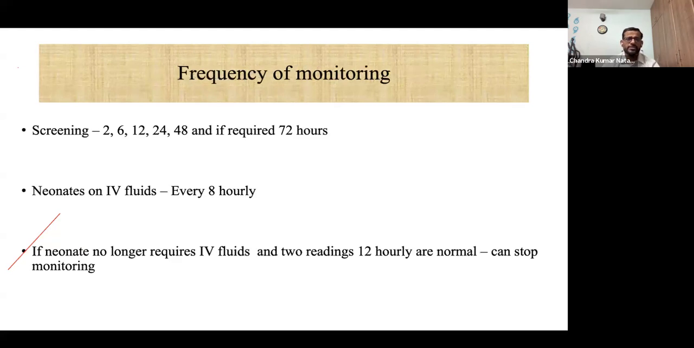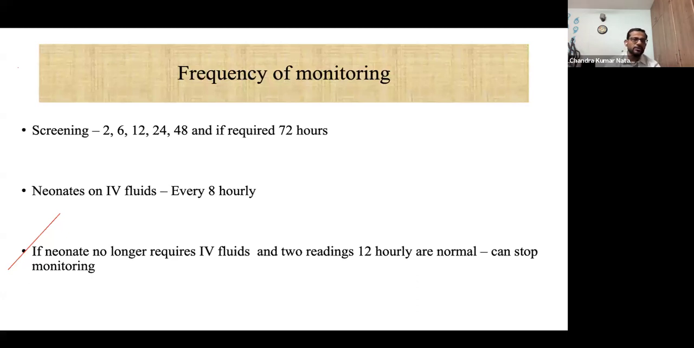So frequency of monitoring will vary from condition to condition. Okay, so in babies who are at risk for hypoglycemia, usually the screening is started by around 2 hours of life, and then it's done at 6, 12, 24, 48, and if required at 72 hours. This is the screening frequency.